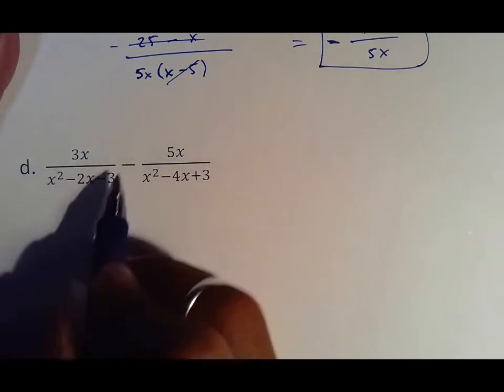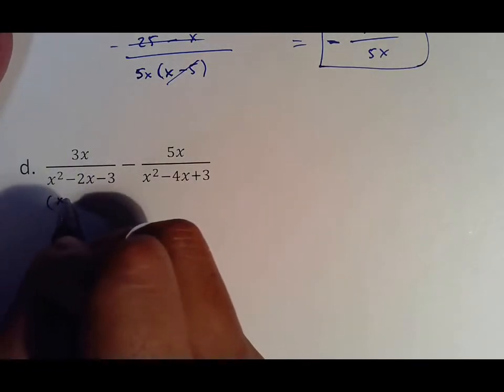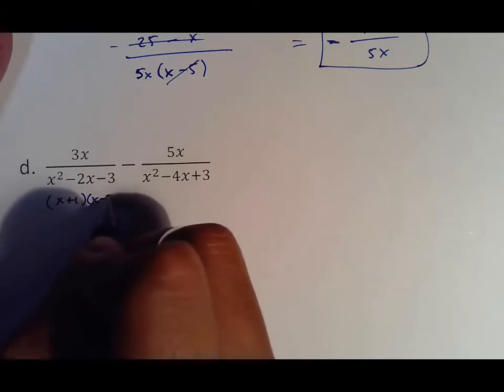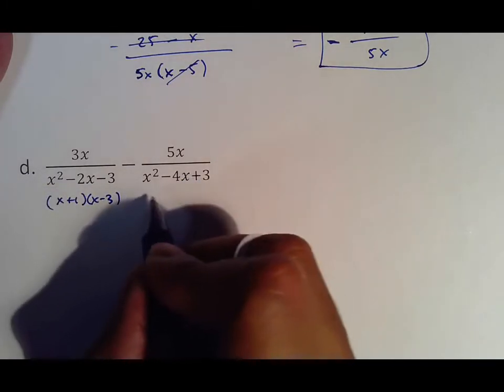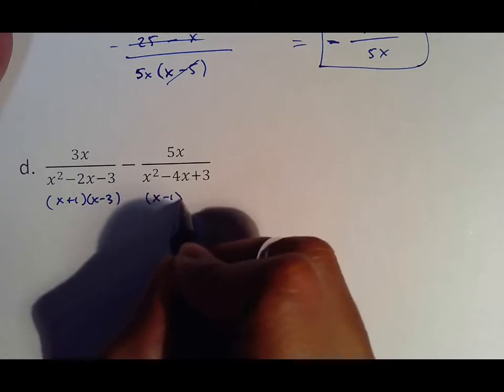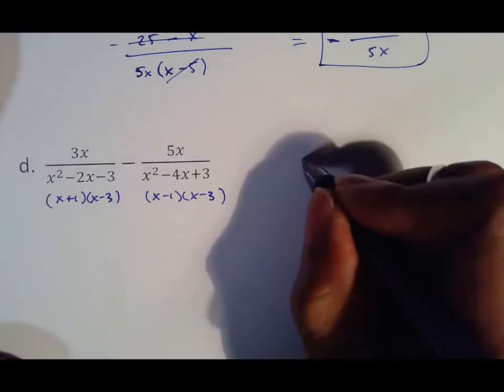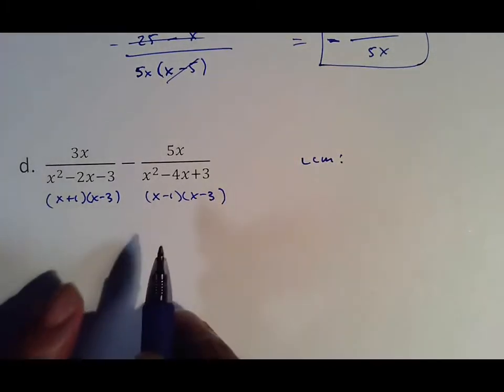Again, the way you do these is you factor. Multiplies to make 3, subtracts to make 2 is 3 and 1, so x plus 1, x minus 3. Here we are looking at multiplies to be 3, adds to make negative 4, so x minus 1, x minus 3. And so remember, for your LCM, we are looking for room for everything.